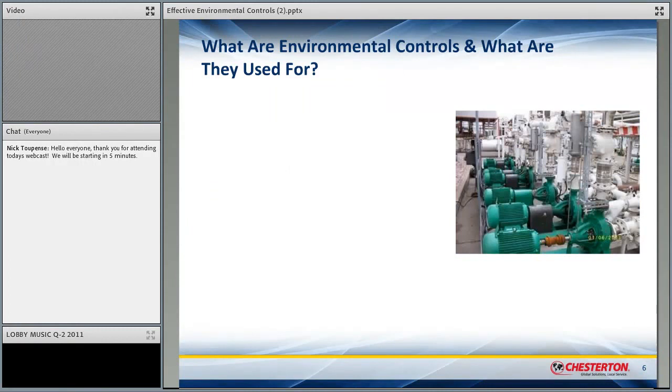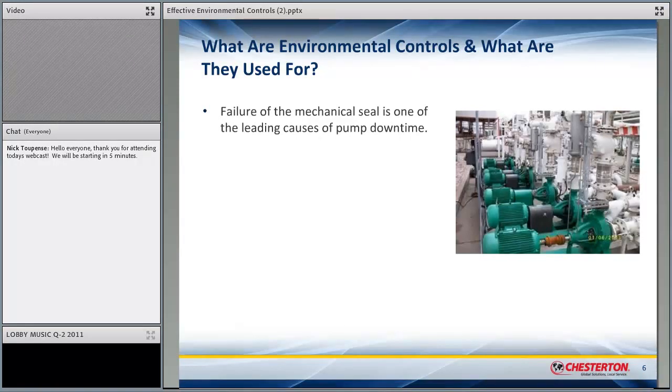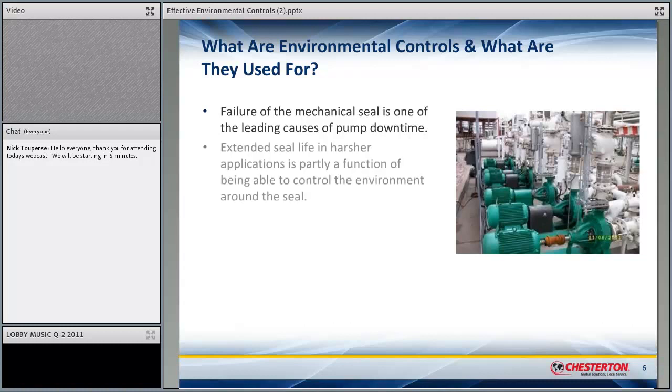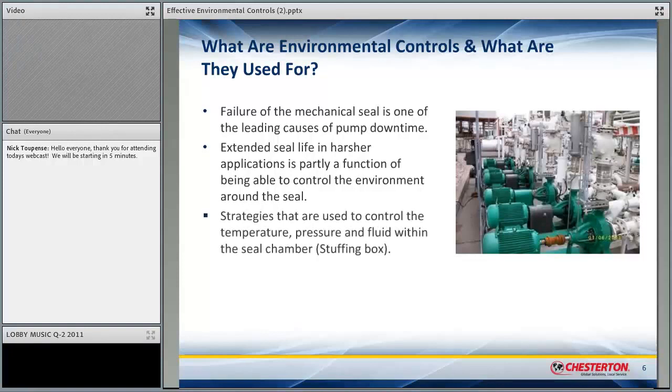So what are environmental controls and what are they used for? It's commonly known that the failure of the mechanical seal is one of the leading causes of pump downtime. There are a variety of reasons that a seal may fail in operation, and one of those can be due to the environmental controls. Extended seal life and harsher applications is partly a function of being able to control the environment around the seal. So essentially, environmental controls are strategies that are used to control the temperature, pressure, and fluid within the seal chamber, or more commonly referred to as the stuffing box.